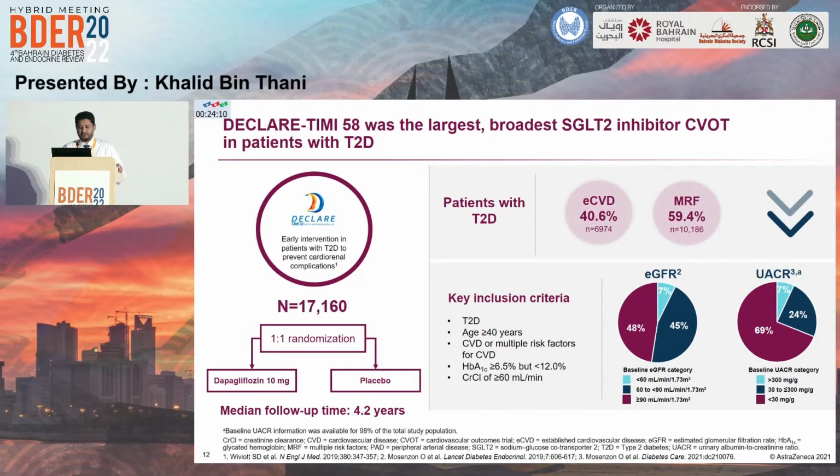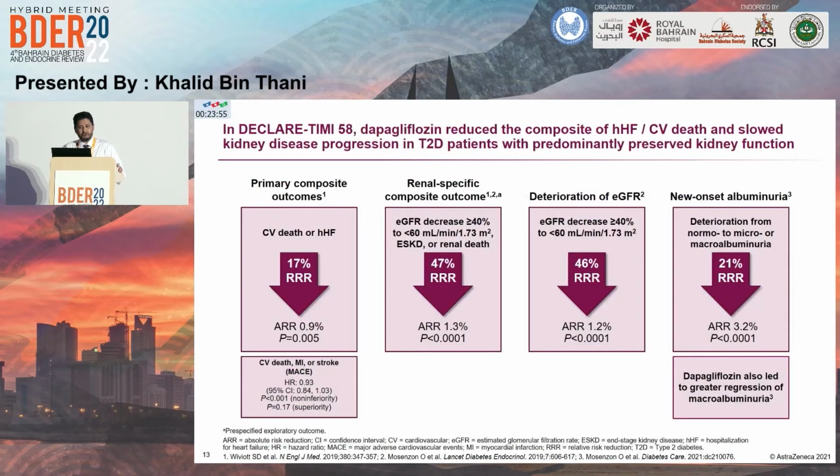The study was evident that patients with type 2 diabetes had a cardiovascular disease reduction of 40%, and in regards to renal protection, it was more obvious for these patients. So when you look at the primary composite endpoints, you have cardiovascular death and heart failure with a relative reduction of 17%.